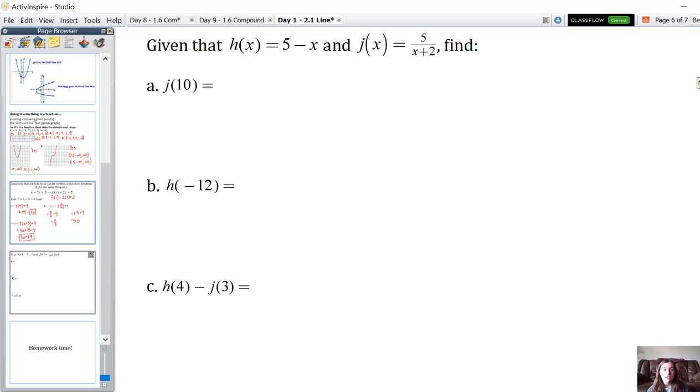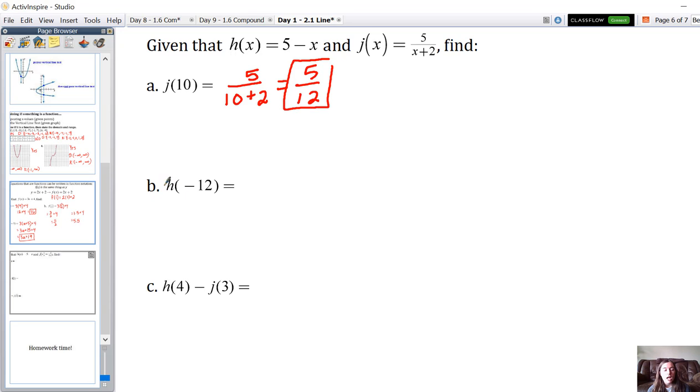Here we have two different functions. h of x is equal to 5 minus x, and j of x is equal to 5 over x plus 2. So first, let's find j of 10. So here we're not even going to look at h of x. We only care about j at the x value of 10. So we've got 5 over, our x value was 10 plus 2. 10 plus 2 is 12, and this fraction cannot be simplified, so we're just going to leave it at that.